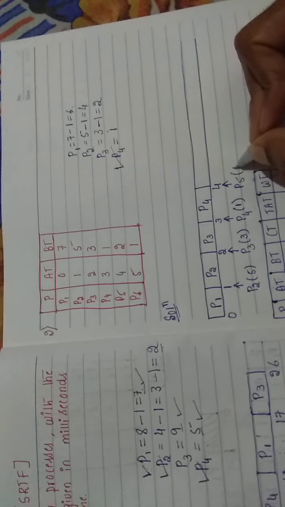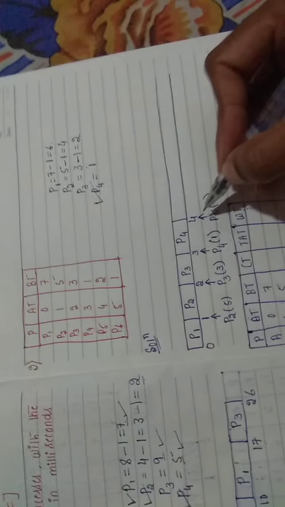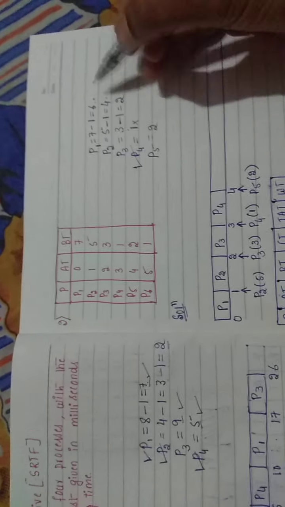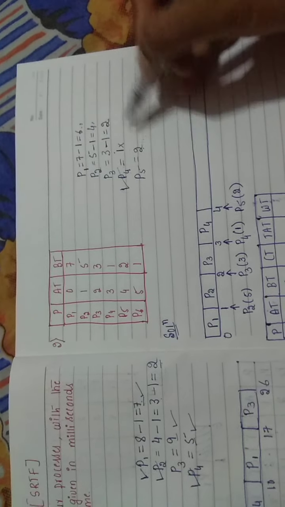At 4 milliseconds, who is coming? Process P5 is coming and he has a burst time of 2 milliseconds. At this point of time, 4 milliseconds, you have processes P1, P2, P3, P4 and P5. But among these, P4 already completed, so don't consider this process. So you compare the burst times 6, 4, 2 and 2. You have got two processes, P3 and P5, with the same burst time.